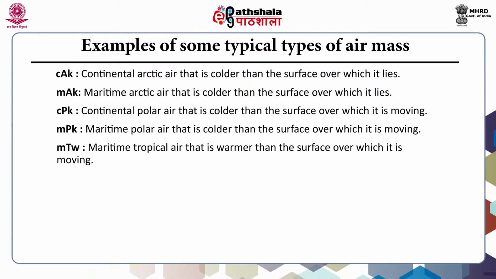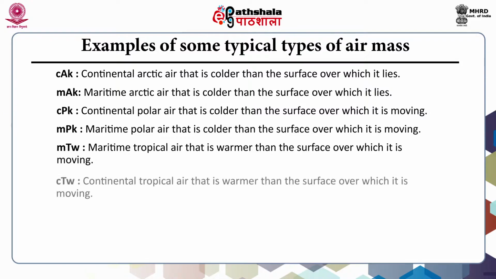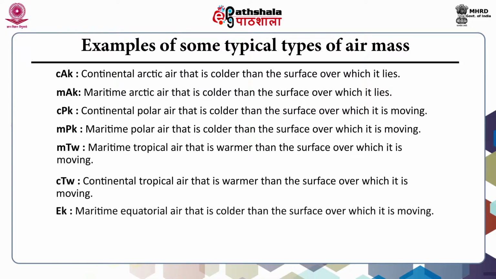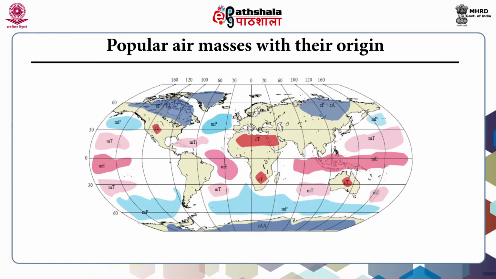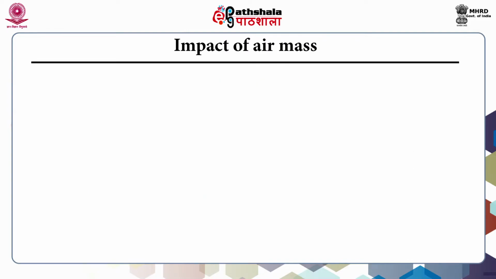mTw, maritime tropical air that is warmer than the surface over which it is moving. cTw, continental tropical air that is warmer than the surface over which it is moving. Ek, with capital E and small k, the maritime equatorial air that is colder than the surface over which it is moving. Ew, maritime equatorial air that is warmer than the surface over which it is moving. This figure shows the popular types of air masses with their source regions. What is the impact of this air mass?